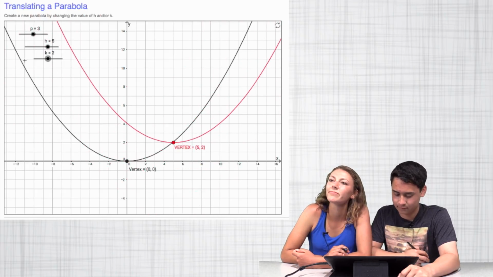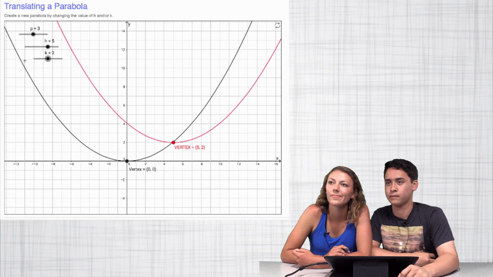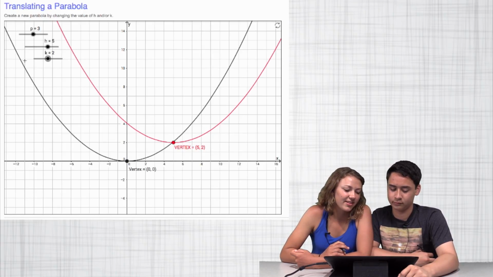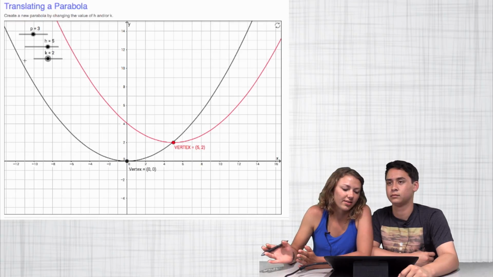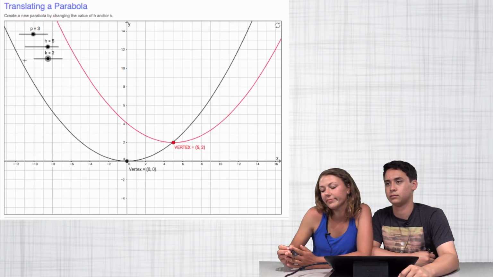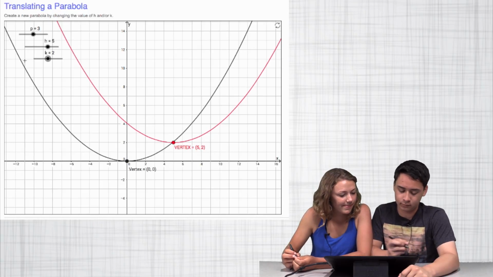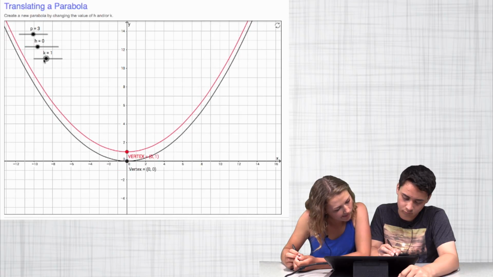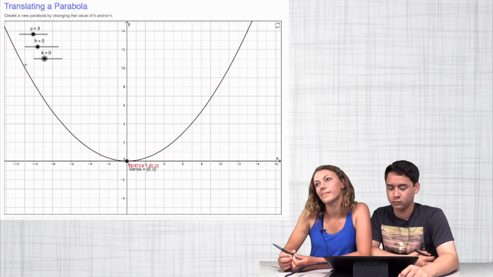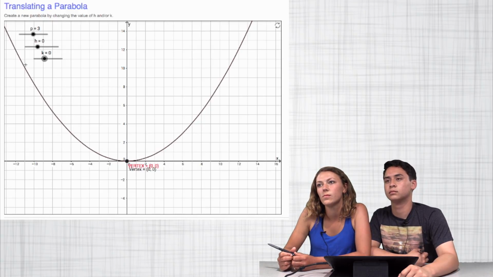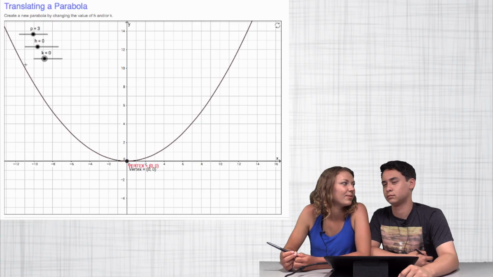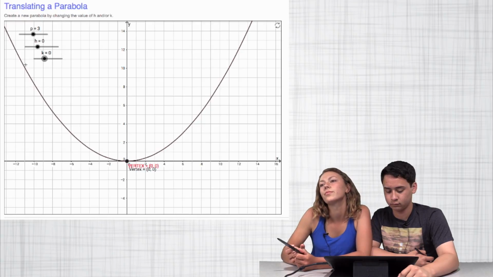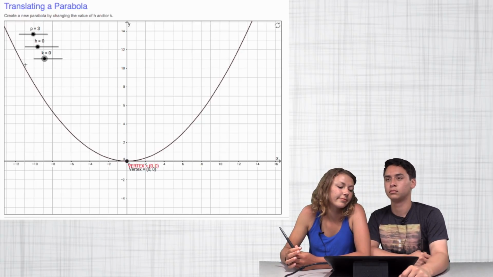Does changing P fit with what you had discovered last lesson? Yes, it does. And what was that? That as our P is increasing, the parabola will be wider, and then as it decreases, it'll be skinnier. Okay. So if you could set it back at P equals 3, H is 0, and K is 0. And I'm just going to give you a target vertex, and you have to figure out how to get it there. But I want you to leave P as 3 for a while.